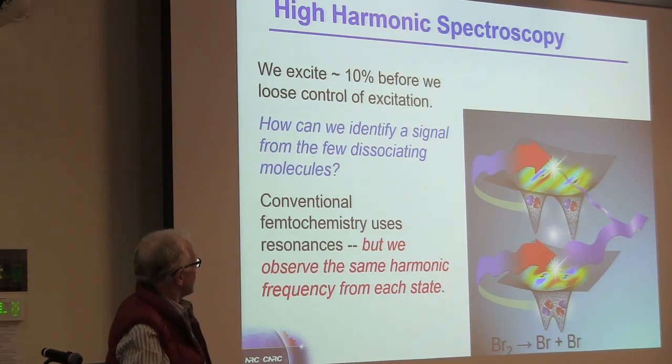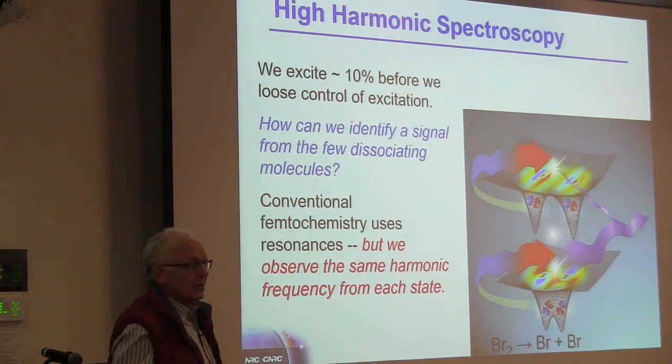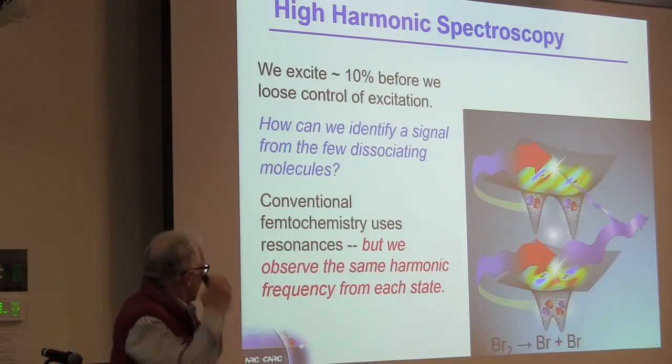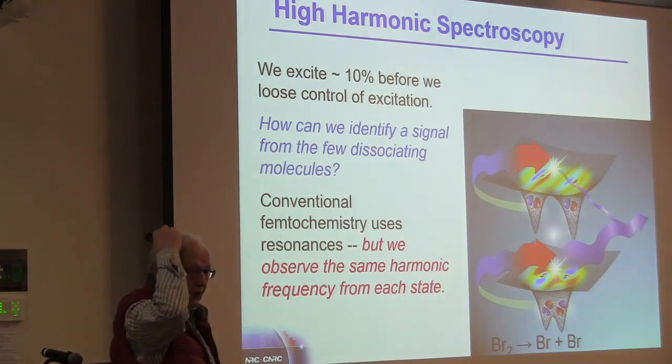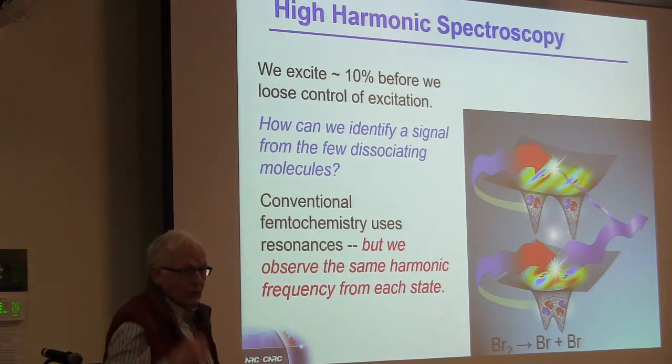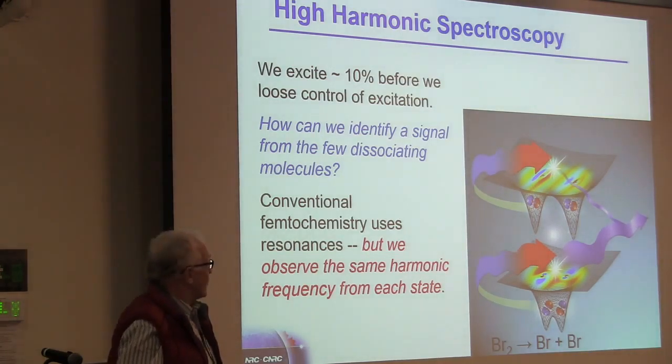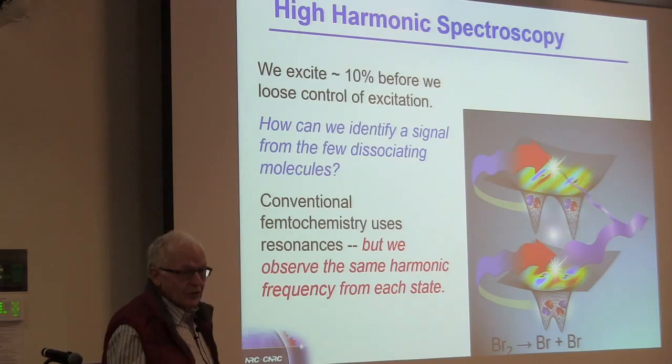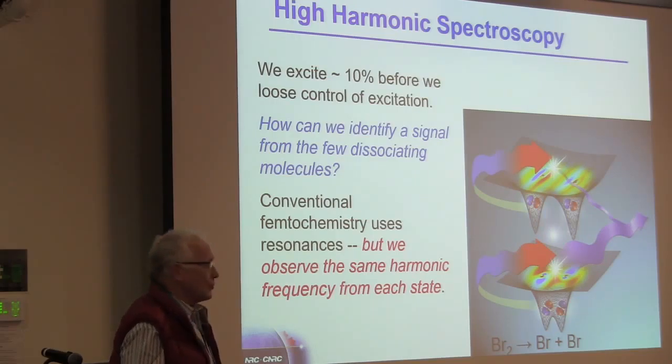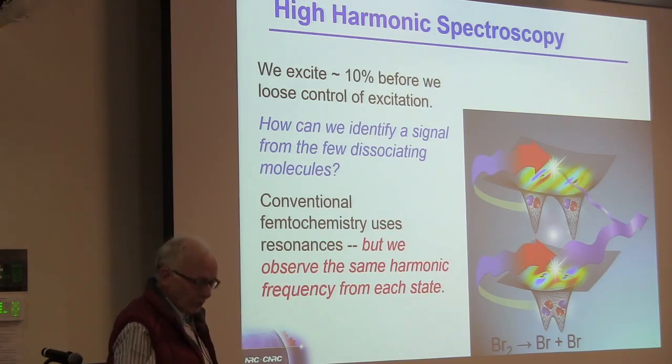So we excite 10%. So how do you possibly identify the signal from these few dissociating molecules in the presence of a strong field against all other possibilities, ionizing, for example, from the ground state or something like that? Photochemistry has always dealt with this problem, or in solids, all short pulse experiments have always had to deal with this problem. And they almost always use something to do with resonance, some way to do it. But here we lose it because we're making harmonics or a continuum.